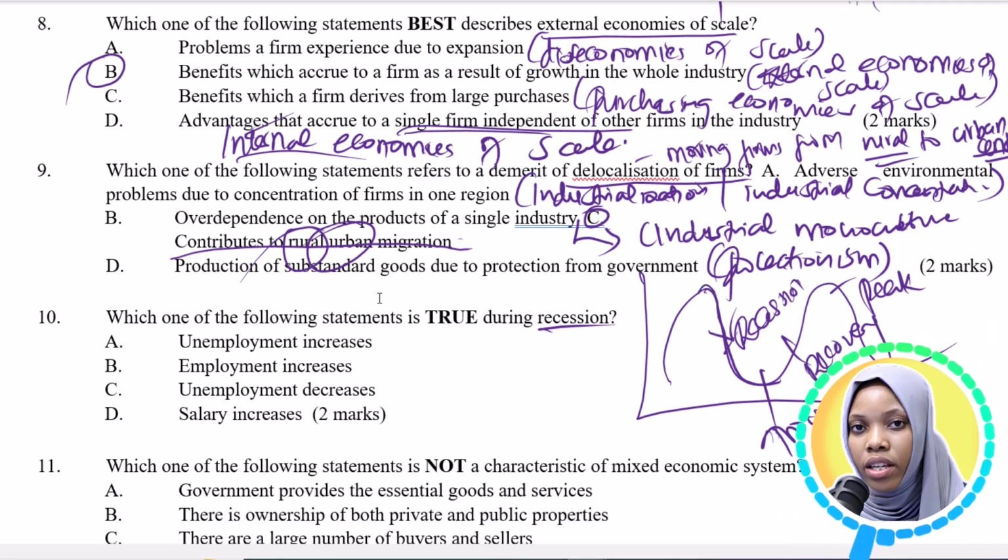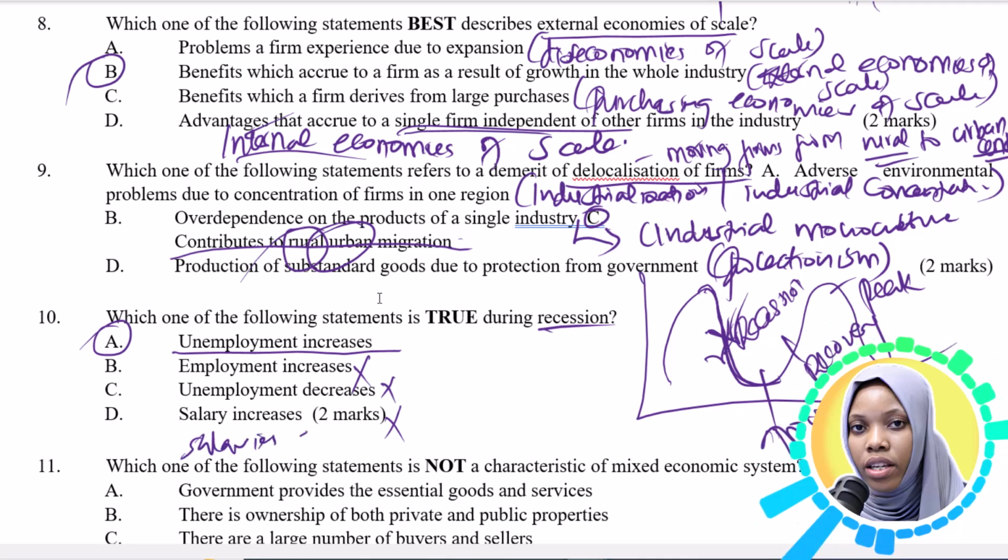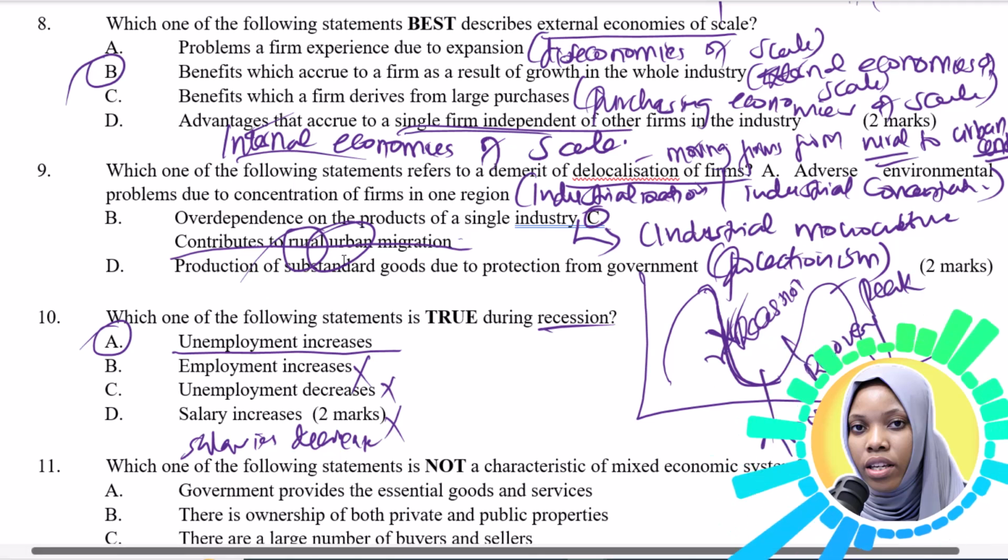When there's a downturn in the economy, then unemployment increases. There is no employment. Employment increases, that is not true. Unemployment decreases, that is not true. And salaries increase, that is also not true. Here salaries decrease. So that is it. We are done from question 1 to 10.